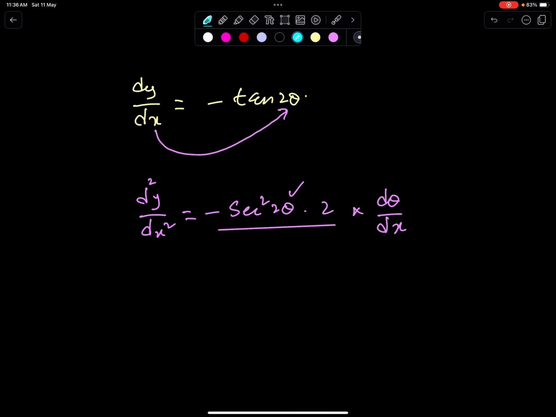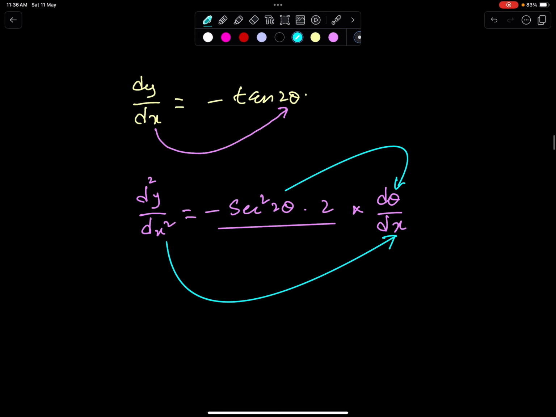This is very important. In implicit, we always multiply our answer with the gradient of the given function, and the given function is theta. And the gradient of theta with respect to x is d theta upon dx. This is the way to differentiate the first gradient of parametric to get the second gradient.